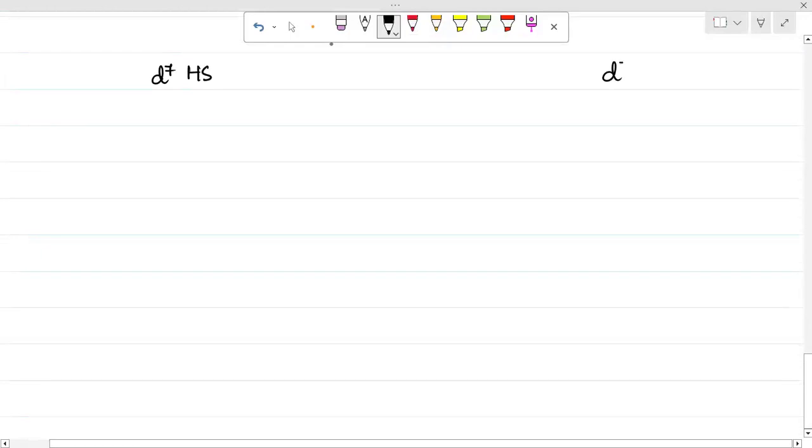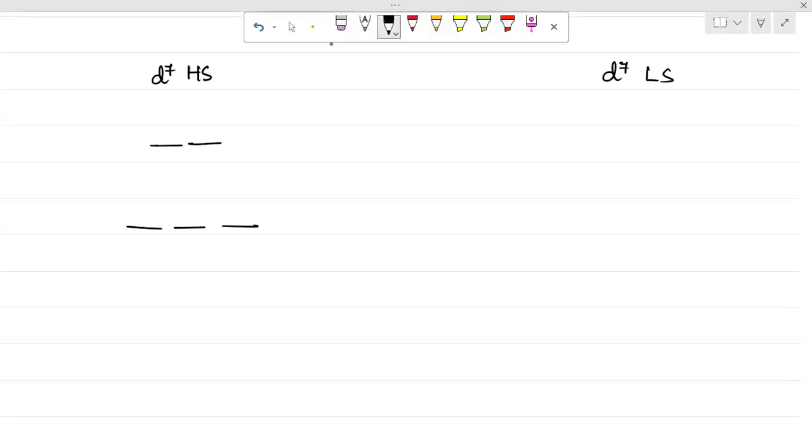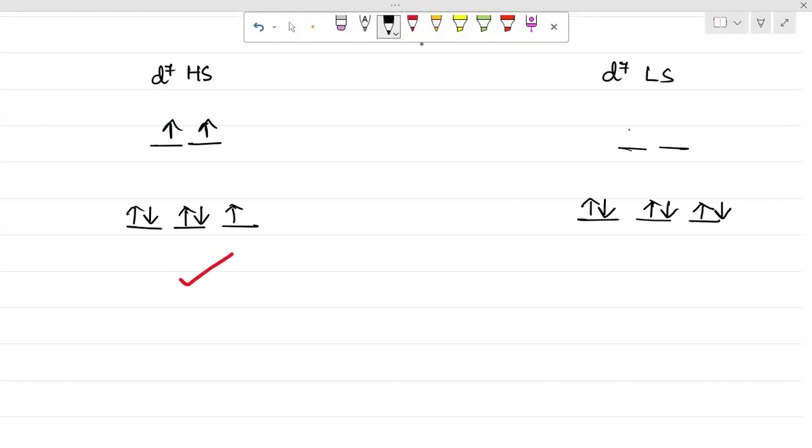D7 high spin and D7 low spin. You can try it on your own. So 1, 2, 3, 4, 5, 6, 7. There is some sort of unsymmetry, orbital contribution exists. Here 1, 2, 3, 4, 5, 6, 7. Unsymmetry is at EG, that does not matter, and hence no orbital contribution. Right?